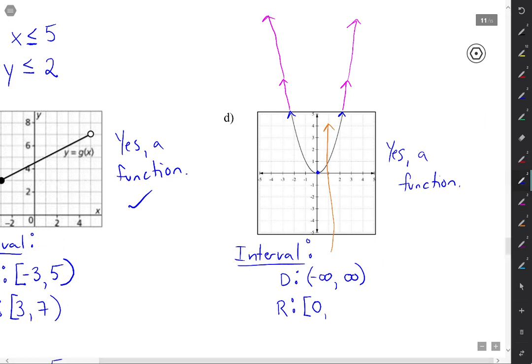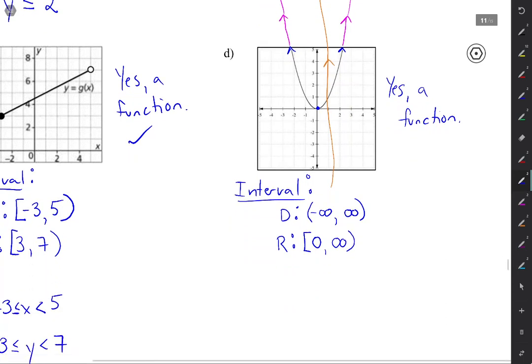Then we have to think, what's the biggest y value that this is ever going to reach? Well, our graph is continuously going up higher and higher infinitely. So the highest y value is going to be positive infinity. And that would always be a round bracket. So now let's write this as set notation.